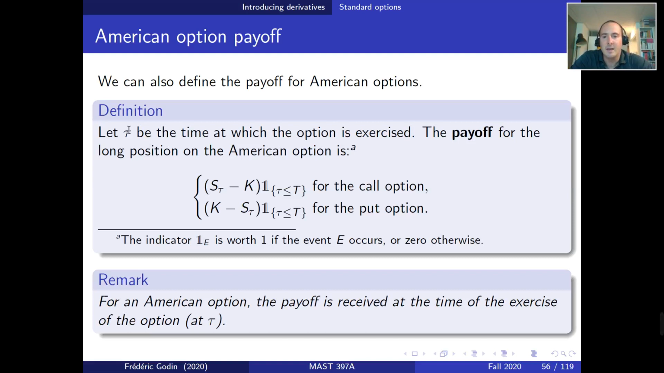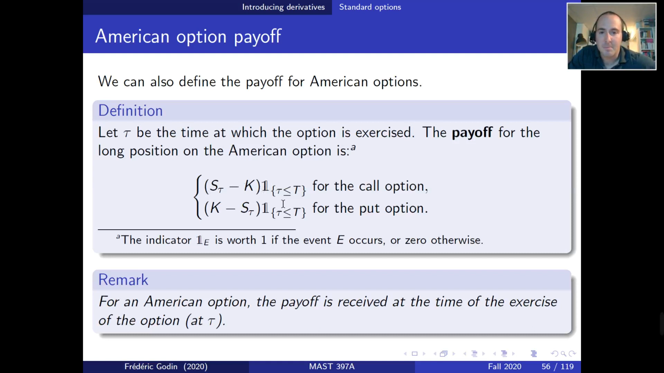But in that case, for an American option, the payoff for the long position is given by the following formula. For a call option, it looks like the same formula, so it's still S minus K, but instead of having S capital T, it's S capital tau. So the value of the underlying asset the buyer receives is S tau. It's the price of the underlying asset at the moment the option is exercised.